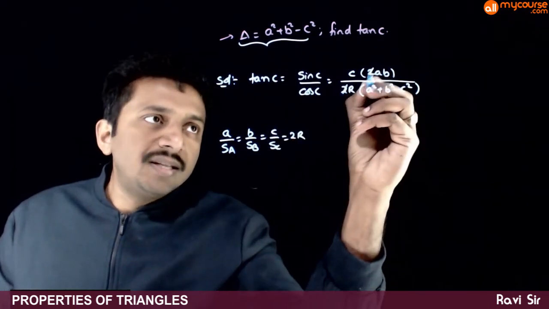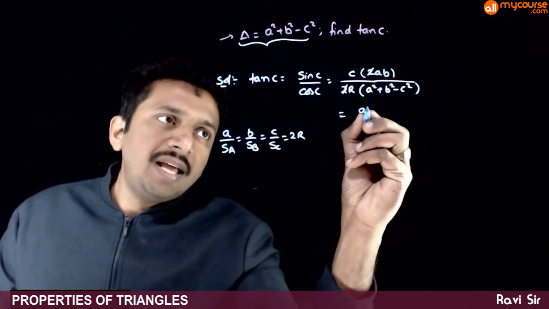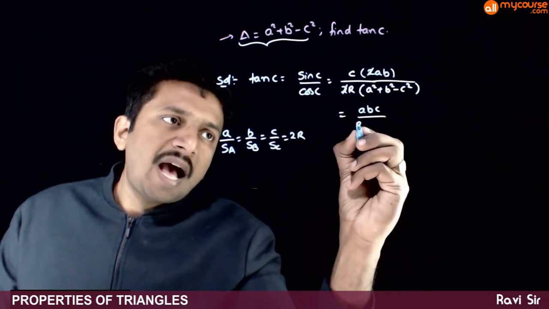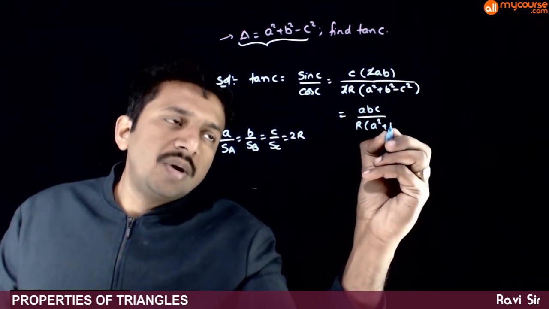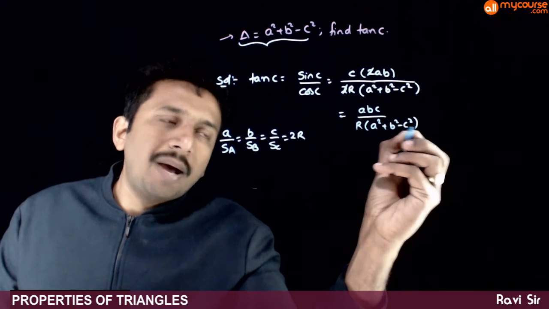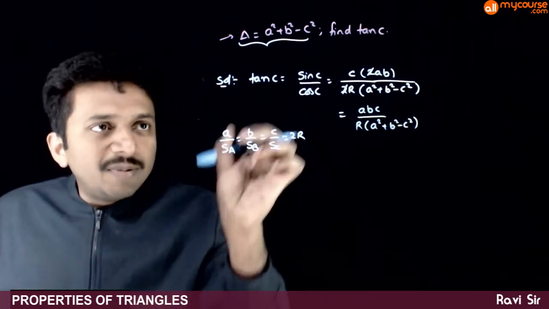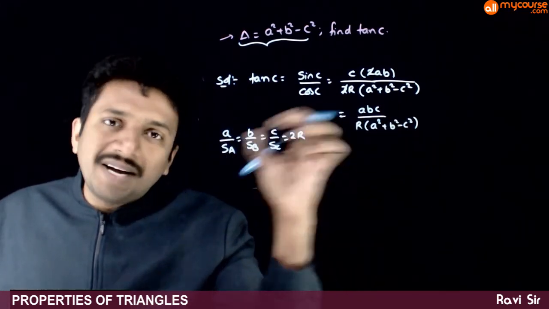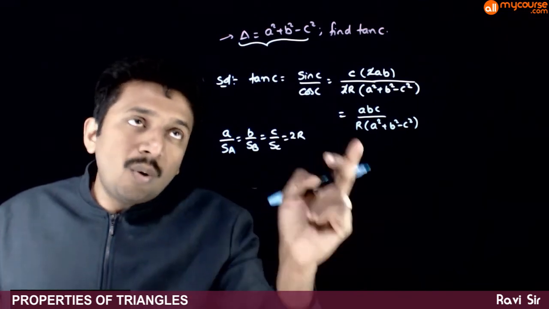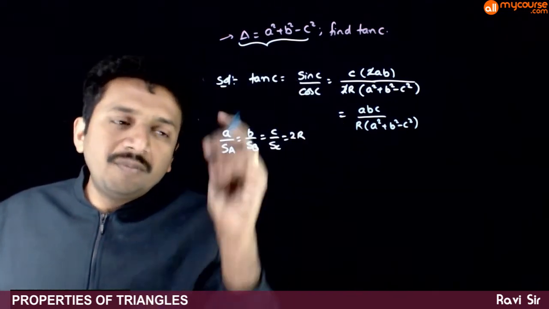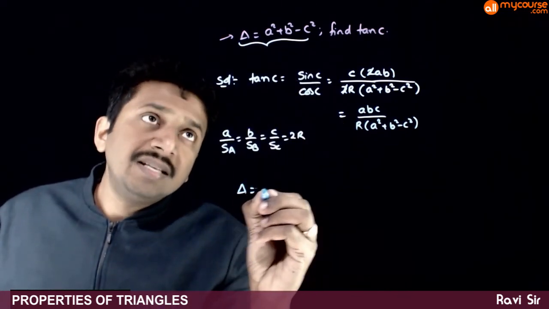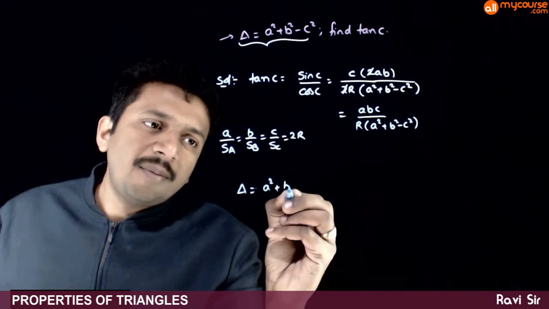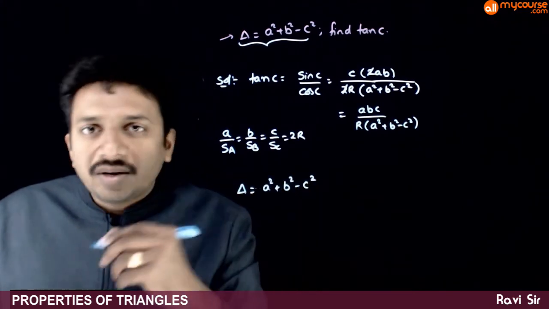So this 2 and this 2 get cancelled. So you get abc by R times a square plus b square minus c square. That means if you want tan C, you need to effectively find this. Now what is the given information? The given information is delta is equal to a square plus b square minus c square.